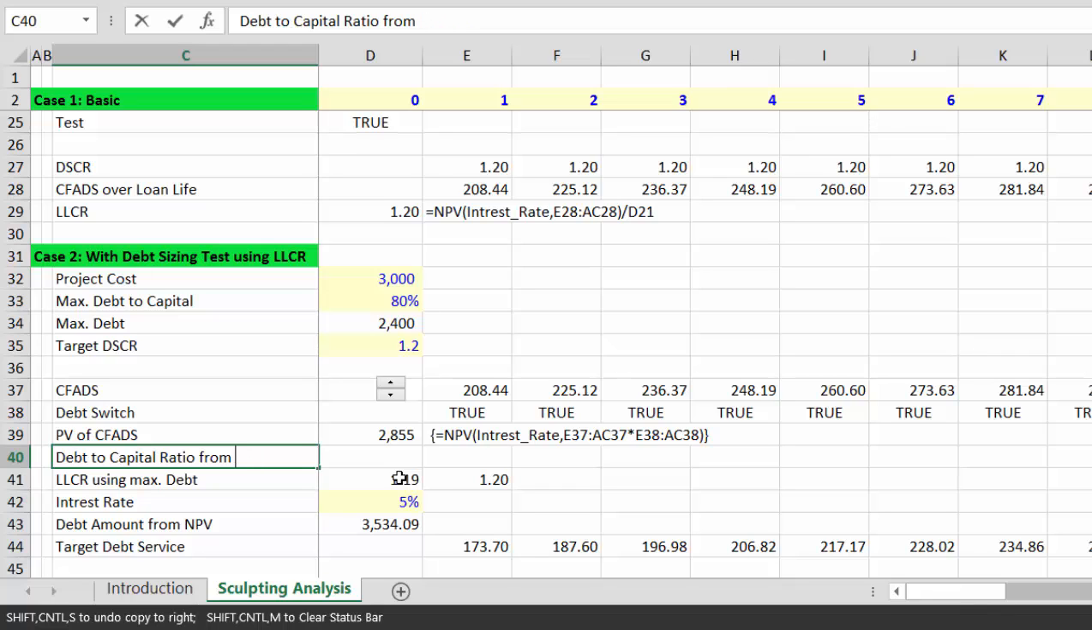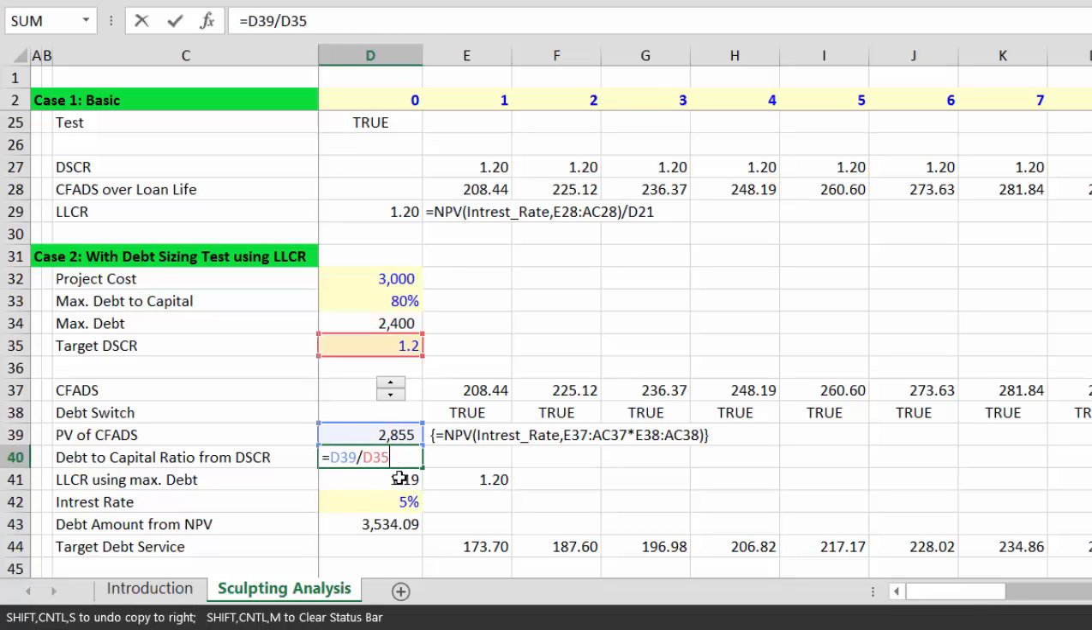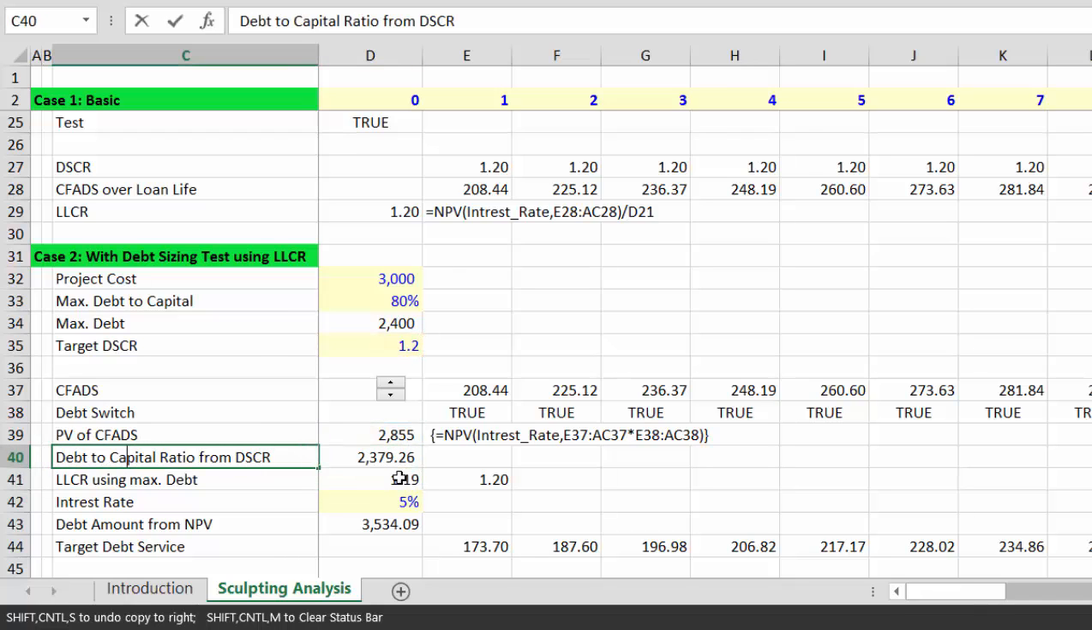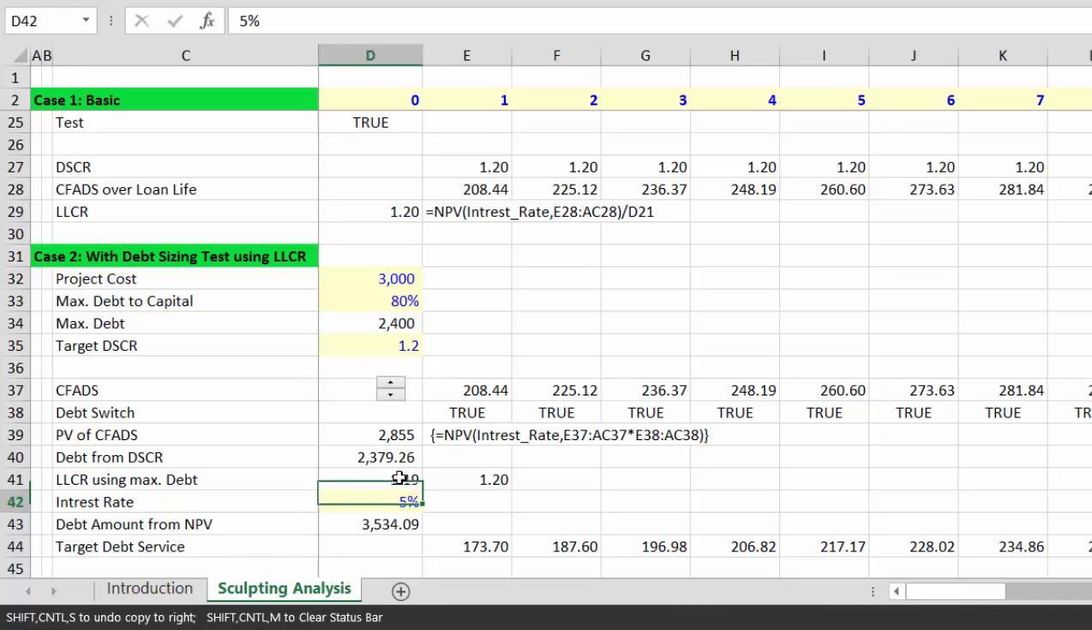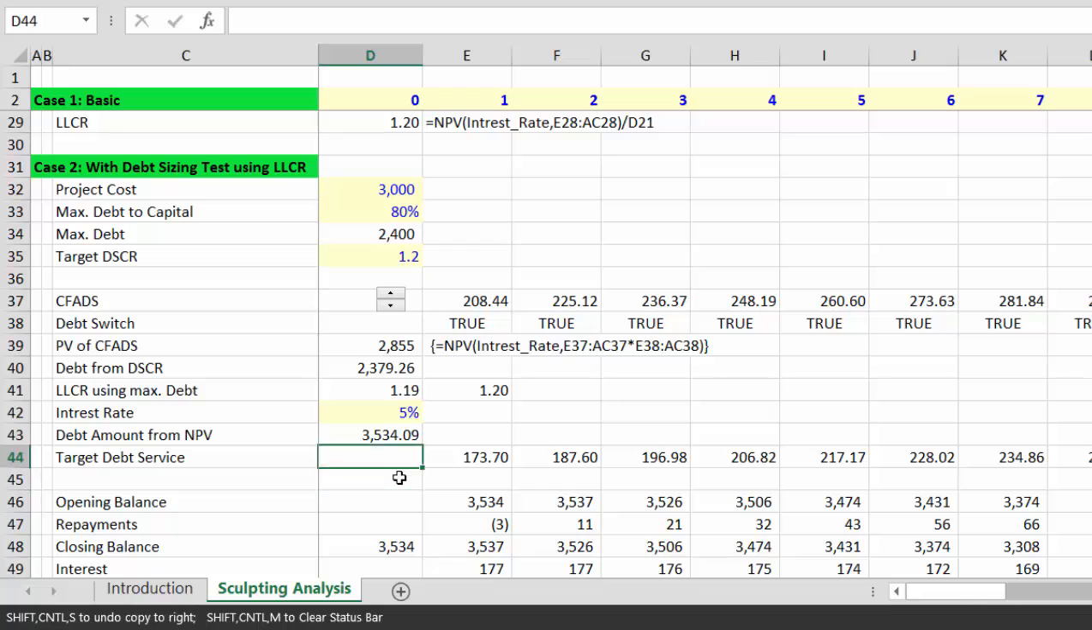From DSCR. Now, what we do, we just take this total CFADS and divide that by our target DSCR, and that's, I'll put, debt from DSCR. Excuse me for this. So you might. Oh no! I can't press. I promise not to swear.